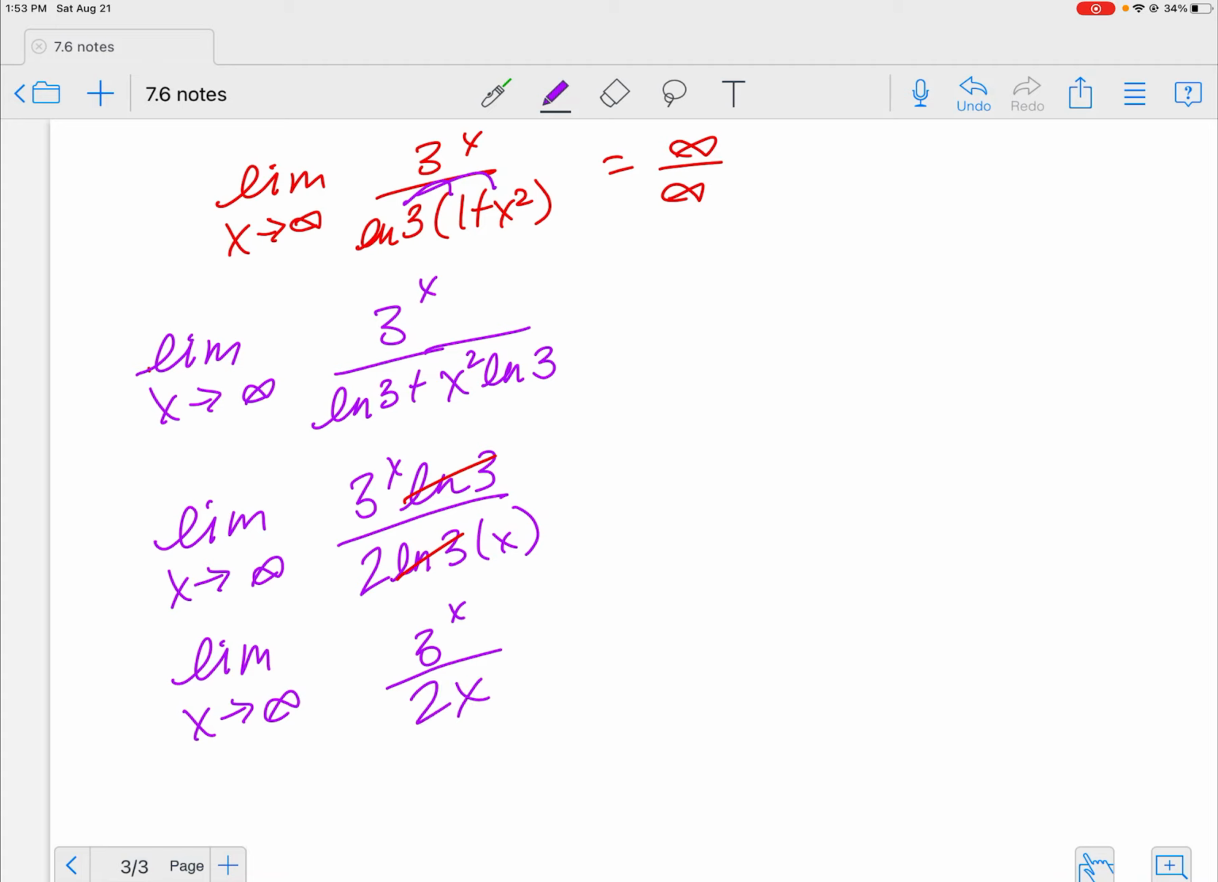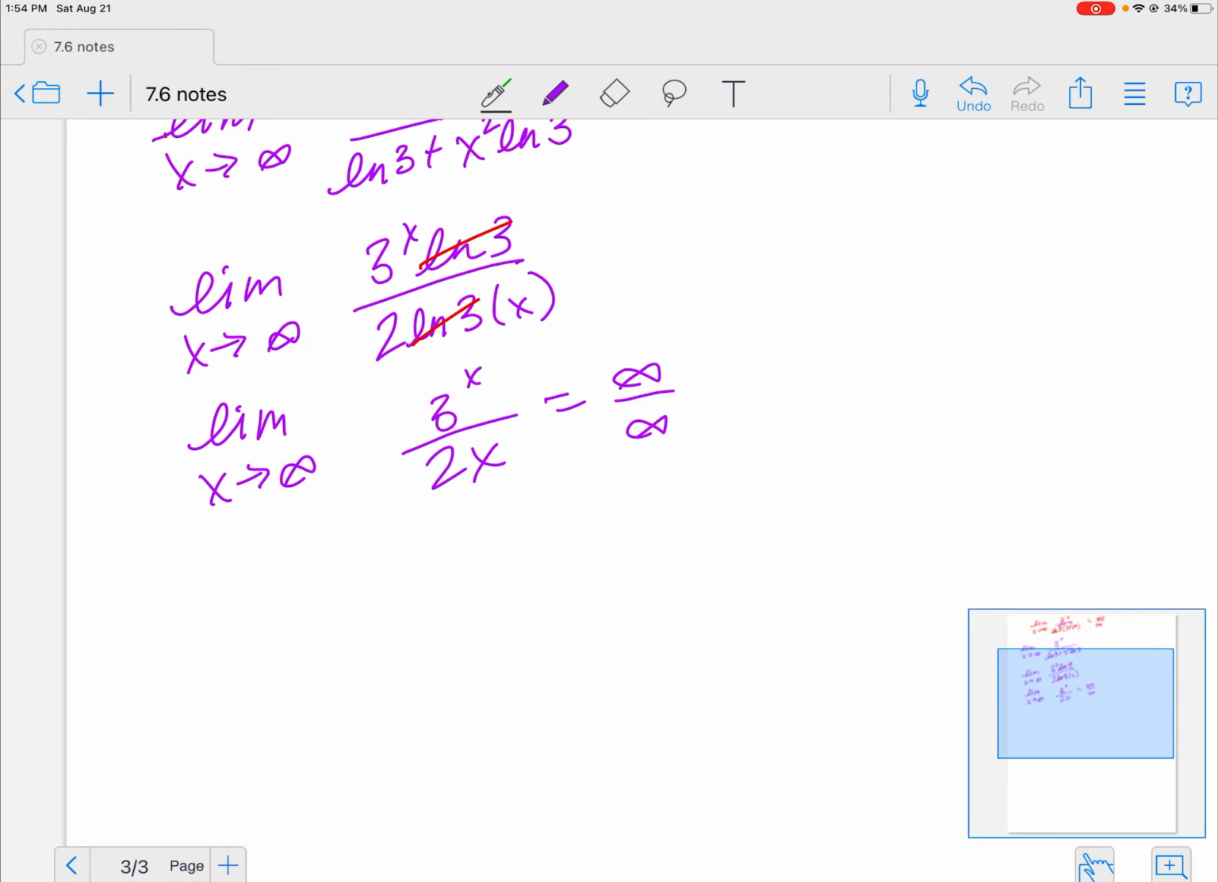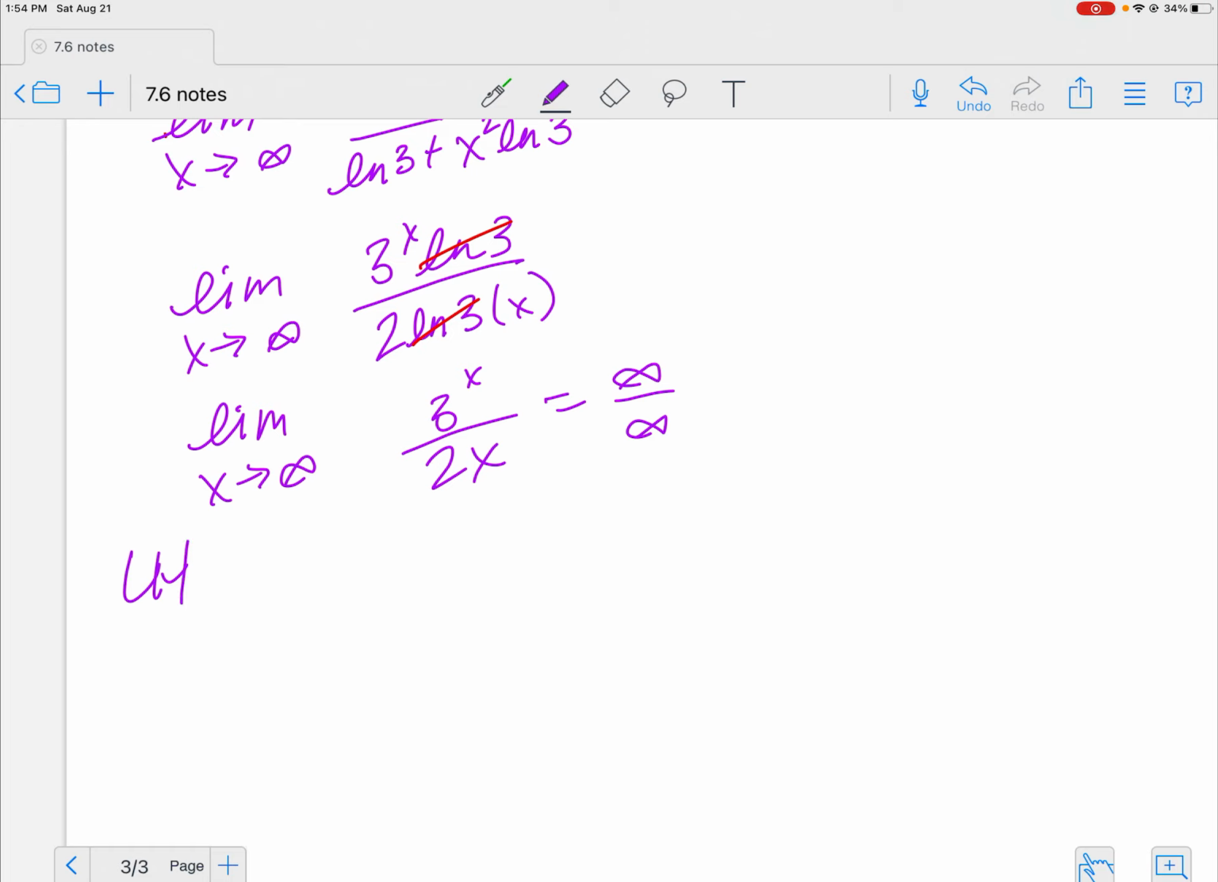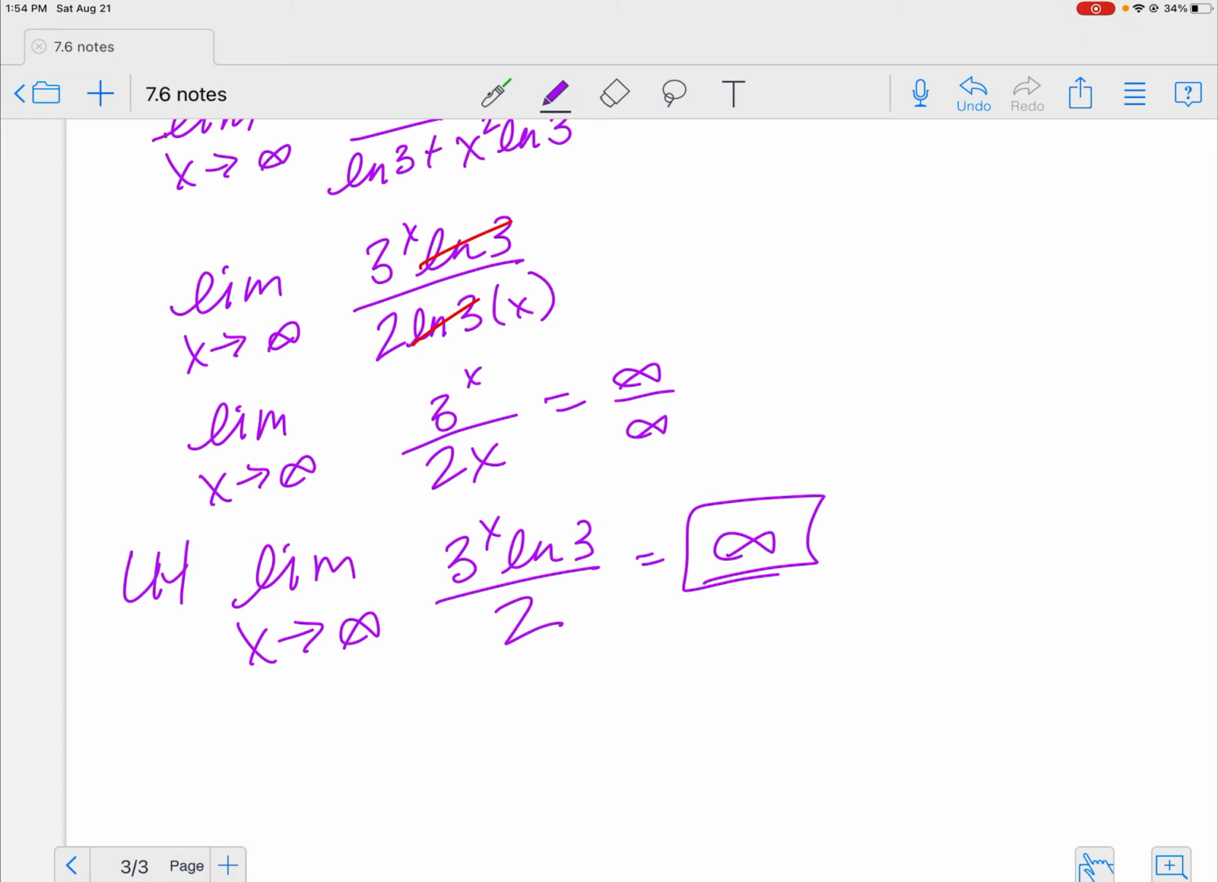All right, now look at this again. You can see this is obviously going to grow way faster, so the whole thing goes to infinity. If at this point you can notice that, you can write your answer as infinity. To take it all the way out, just to make sure that you see what's going on, we can do L'Hopital again. And I end up with the limit as x approaches infinity of 3 to the x natural log of 3 over 2. Now, there's no longer any such thing as infinity over infinity. This is infinity over a number, so that whole thing just goes to infinity.